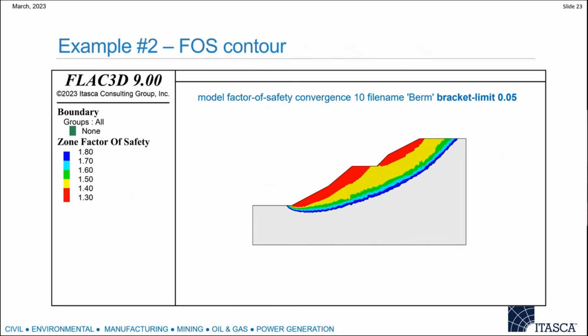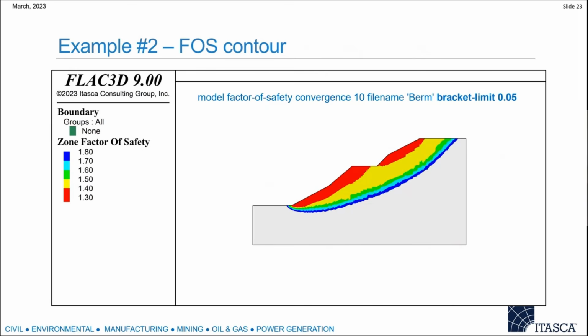So using this method is very convenient for slope angle design. This second example, I think, is also included in the documentation. We can plot the factor of safety contour in FLAC3D version 9. The method is very simple. In the command model factor-of-safety, we just use the keyword bracket limit, for example, for this one, 0.5. Then the software will calculate each reduction factor with a difference of 0.05.